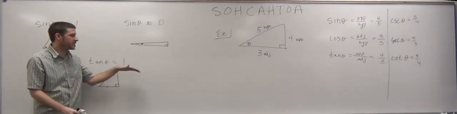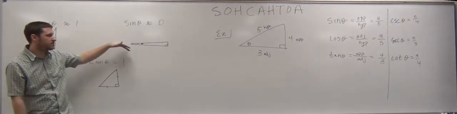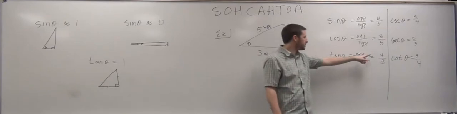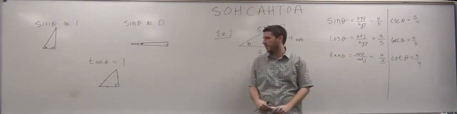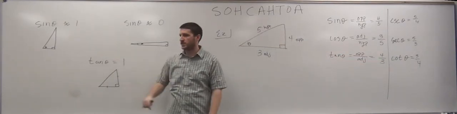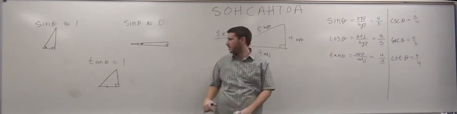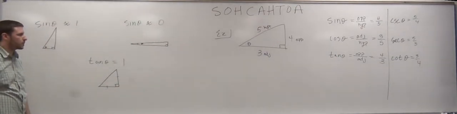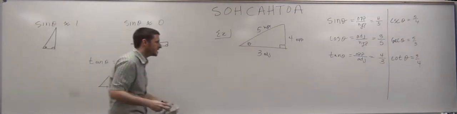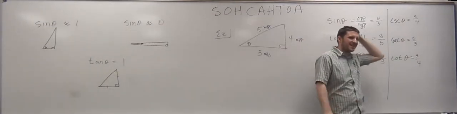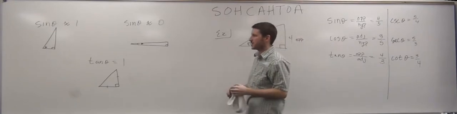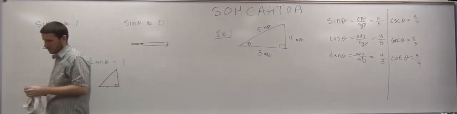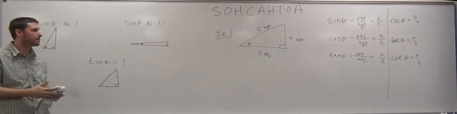Then as tangent starts getting bigger than 1, that means that the opposite side is getting bigger than the adjacent side, so it's getting taller. And as tangent starts getting less than 1, this opposite side is getting shorter. So these are not instantly accessible, what they mean. Okay, but as you work with them, you'll start to build an intuition about what these trig functions might mean.